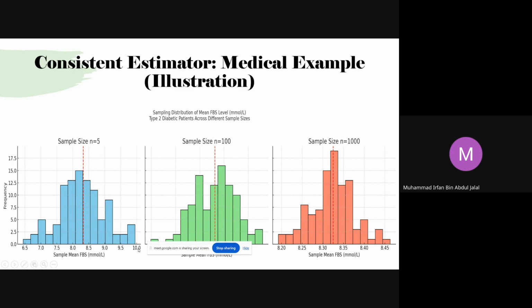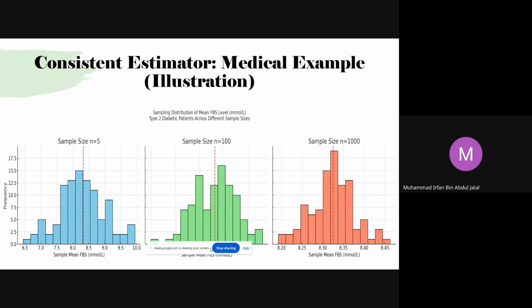6.5 until 10, and in fact the majority of the sample means don't really hit the actual population mean for the blood sugar level. Banyak ni, dia jauh kan. But what will happen after you increase the sample size to 100, for example?